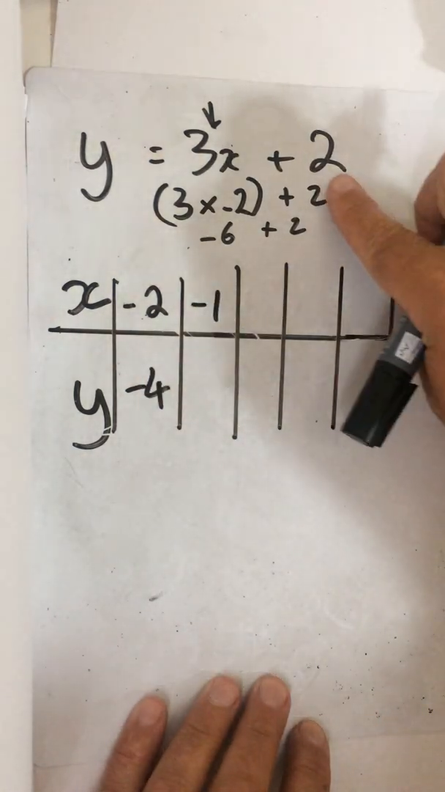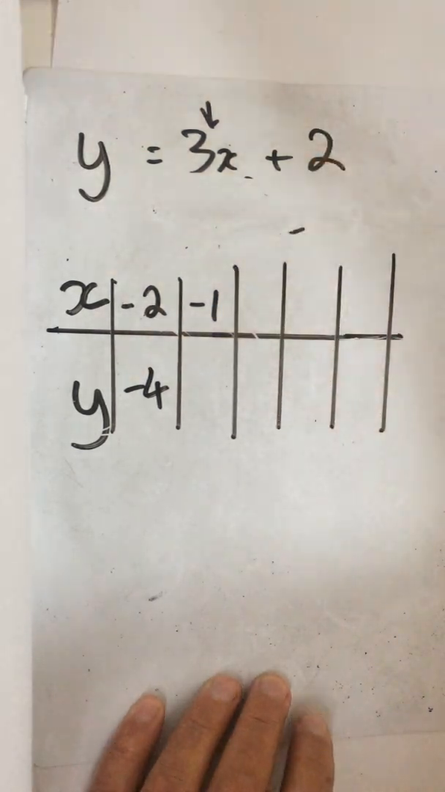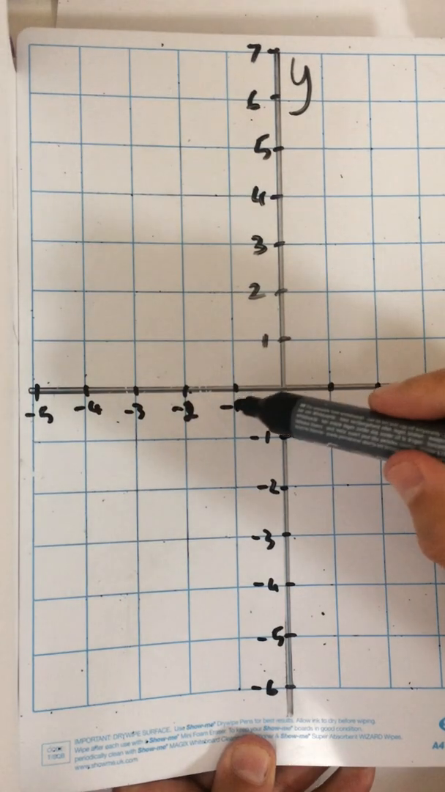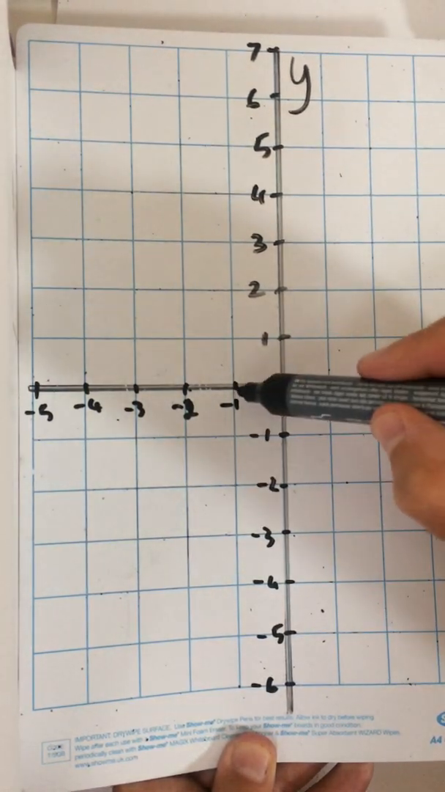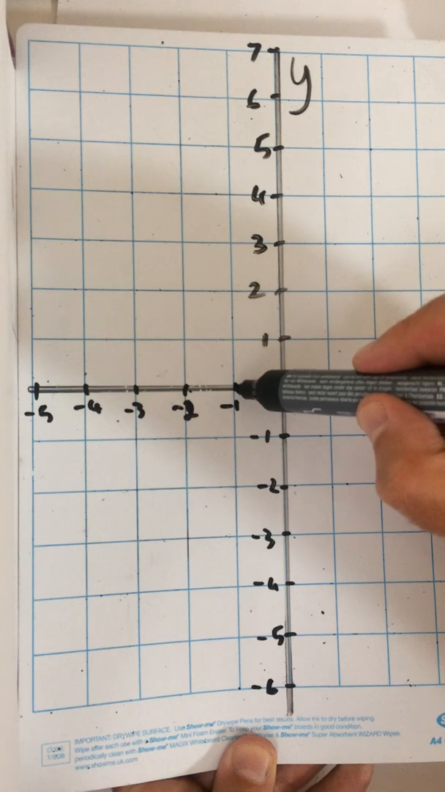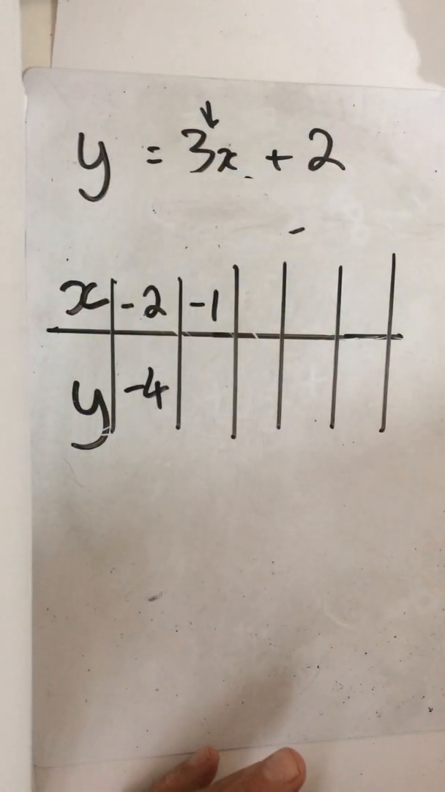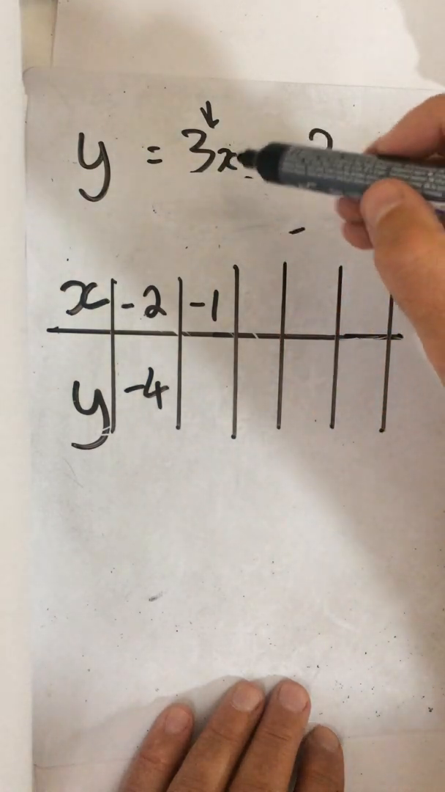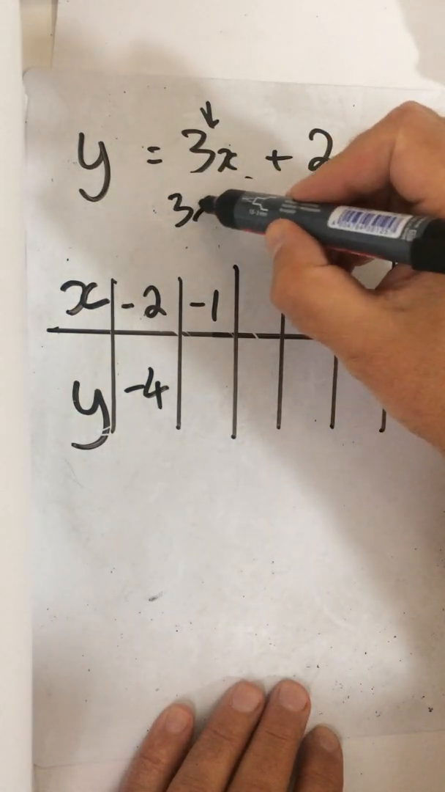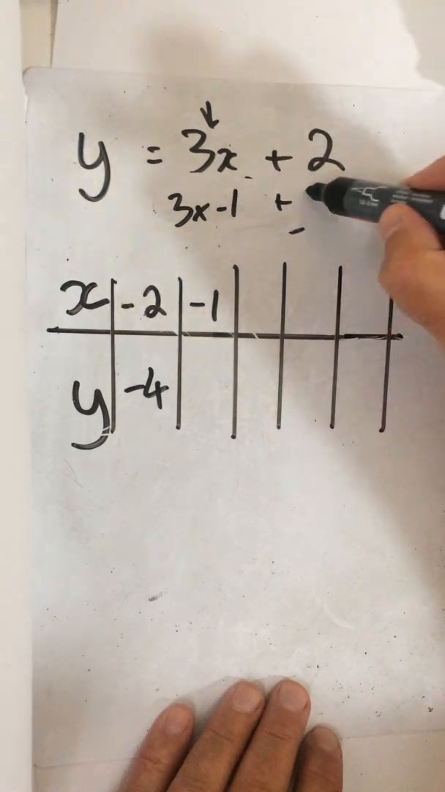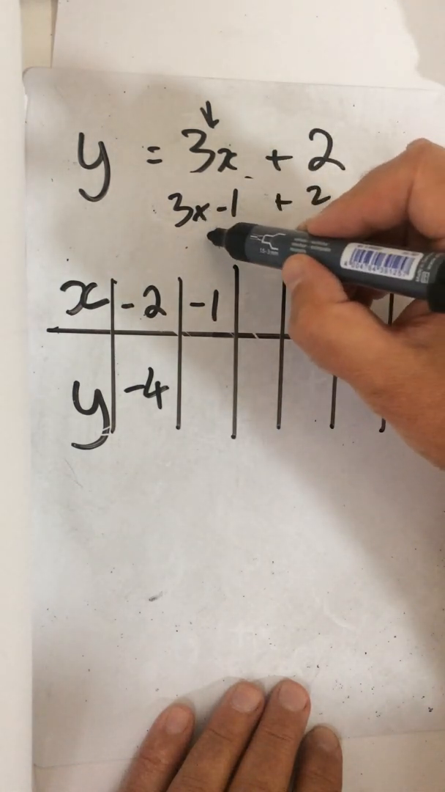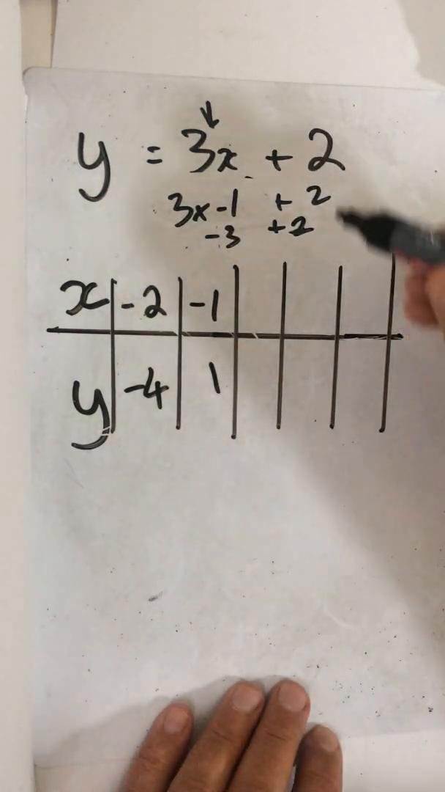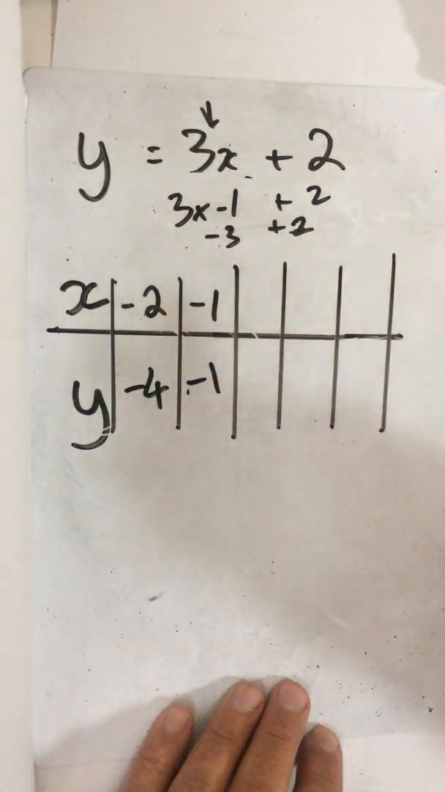Now on our graph, we want to find out what y would be when x on the x-axis is minus 1. So we substitute our x this time for minus 1. We've got 3 times minus 1 plus 2. 3 times minus 1 is minus 3, plus 2 is minus 1. Apologies, minus 3 plus 2 is minus 1.